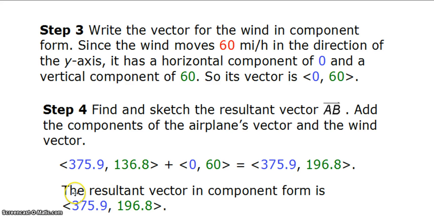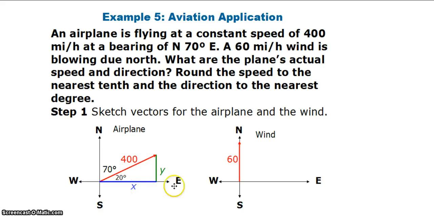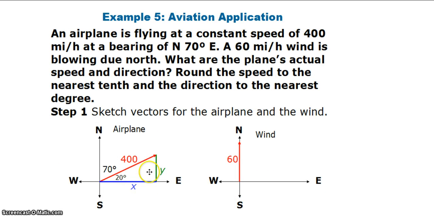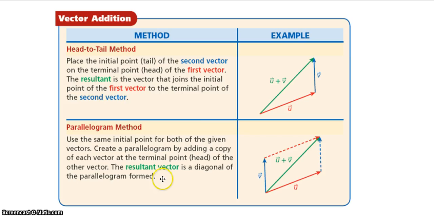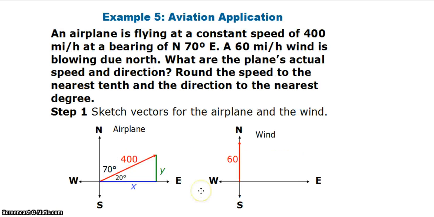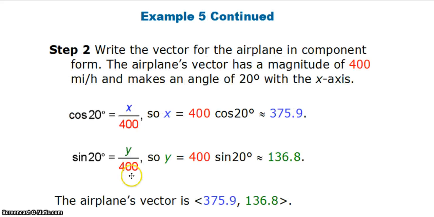So we could imagine going 375.9, just as the plane did, but now in the vertical direction, we're going 196.8, right? And remember, the plane was going 136.8 in the vertical direction. And so the plane is now going with the wind steeper than that, isn't it?